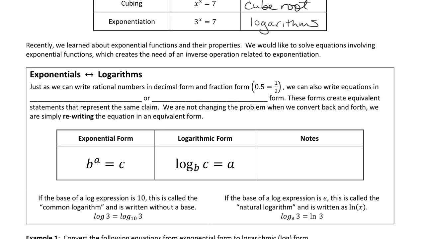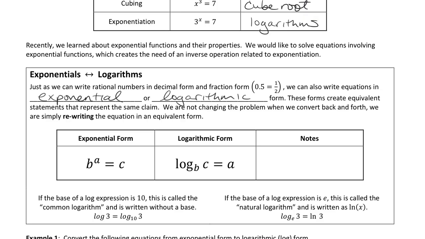Just as we can write rational numbers in decimal and fractional form, we can also write equations in exponential or logarithm form. And that's one of our main ideas for today, being able to go back and forth from exponential to logarithm or logarithmic form. These forms create equivalent statements. So I'm not changing anything. I'm just writing it as if I was going from decimal to fraction, just a different representation. We are rewriting it. The way that we are rewriting it is called the log loop.